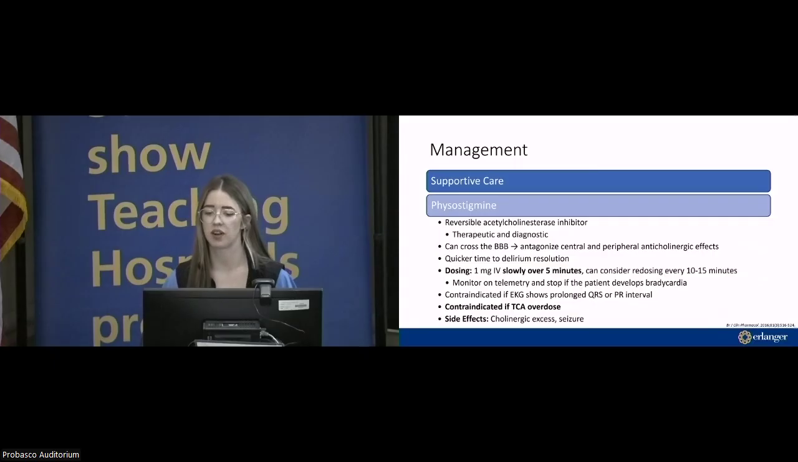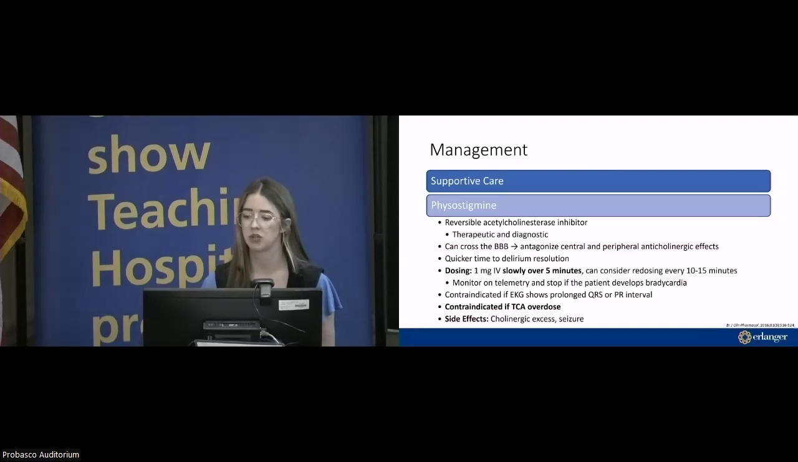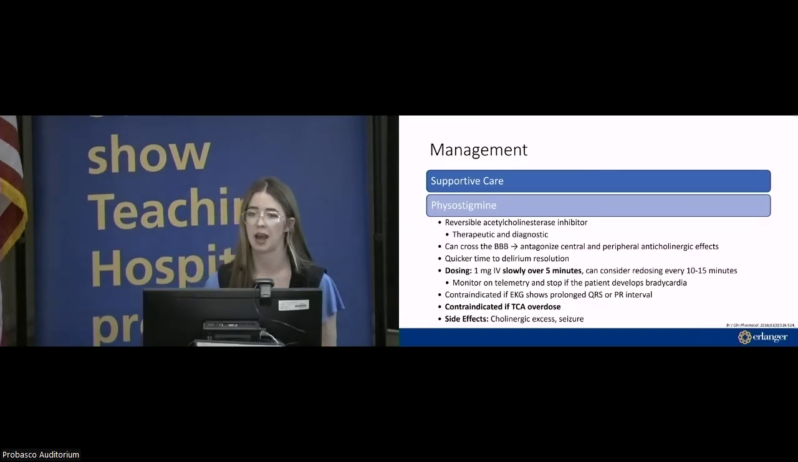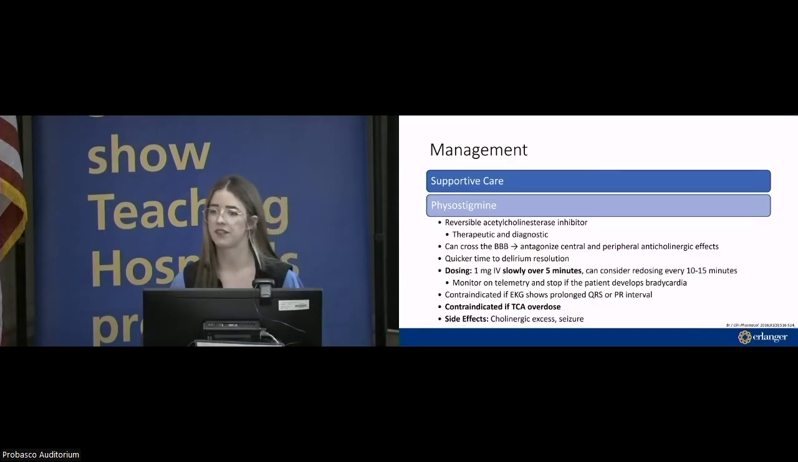Management starts with supportive care, just like the other syndromes we've discussed. That includes airway protection, IV fluids, temperature management, and treating agitation, usually with benzodiazepines as first line. Treatment of anticholinergic toxicity includes physostigmine, which is a reversible anticholinesterase inhibitor that increases synaptic acetylcholine. And this can reverse both the central and peripheral anticholinergic effects. It's both therapeutic and diagnostic when used appropriately.